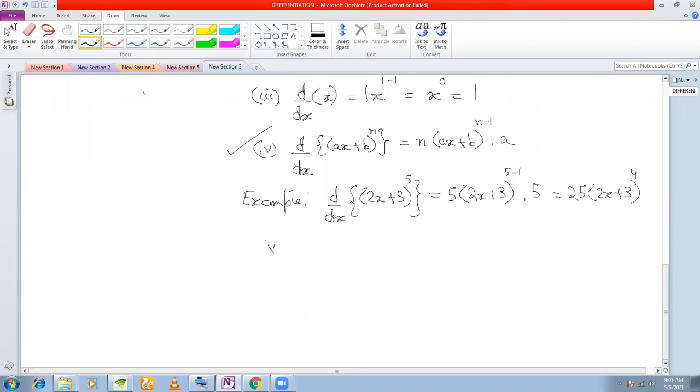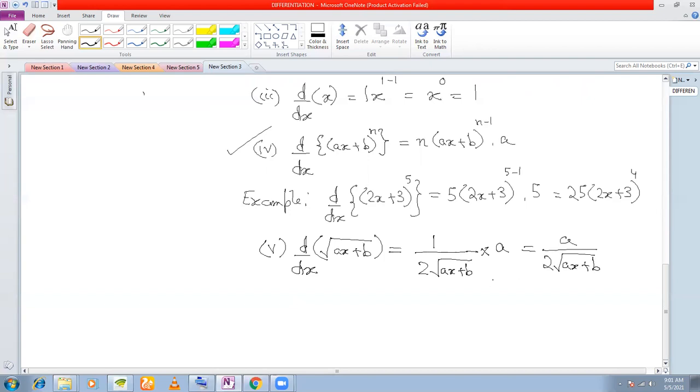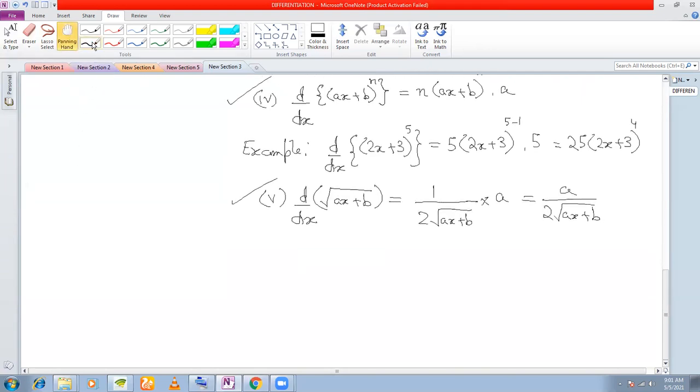Remember again, number 5, this is also a very important note: d/dx of root ax plus b. If you get this, it is 1 by 2 root ax plus b, into a, which is equal to a by 2 root ax plus b. Please remember these two. These two are very, very important. Most frequently you will come across these two.